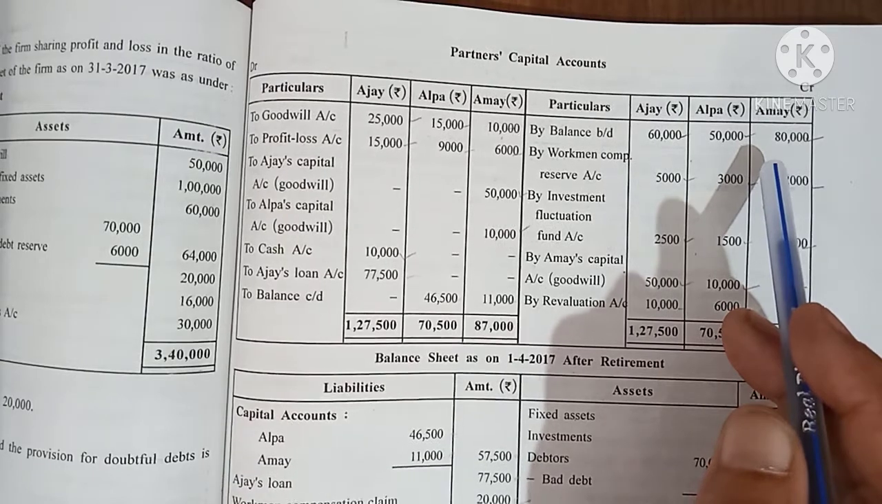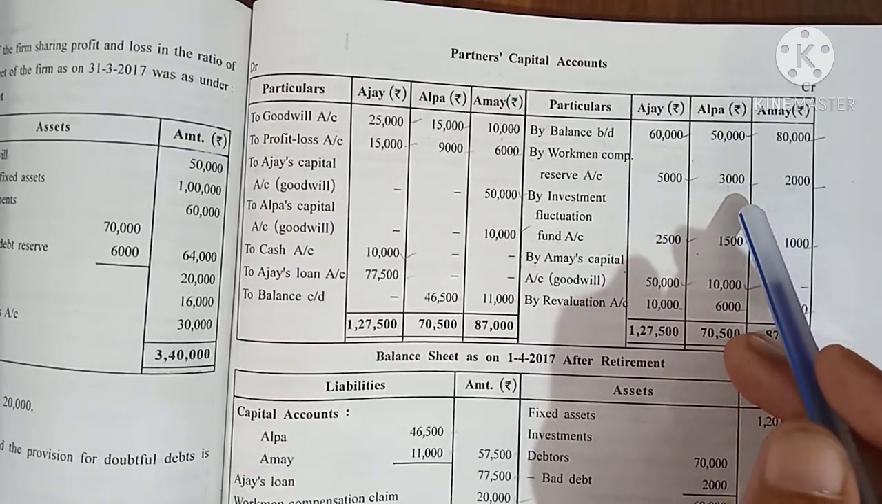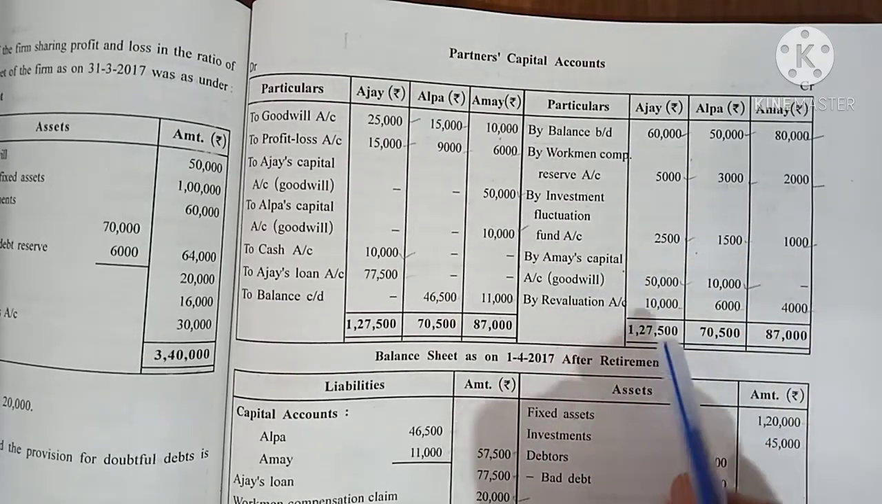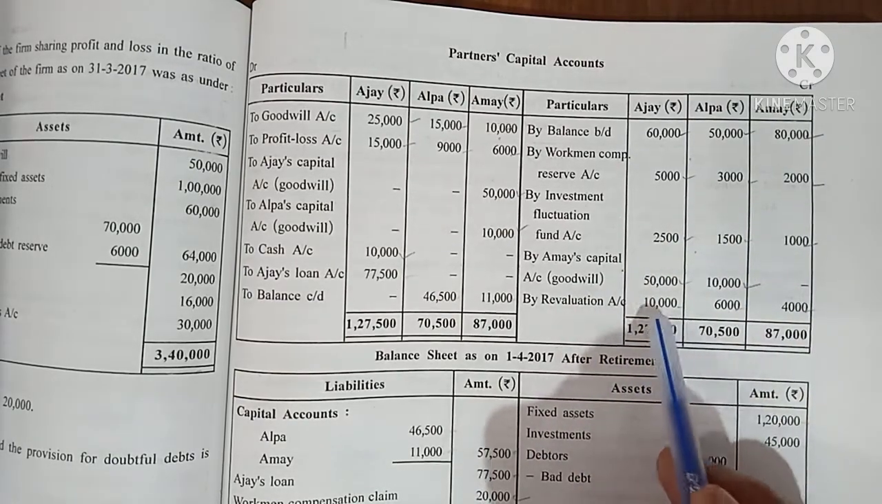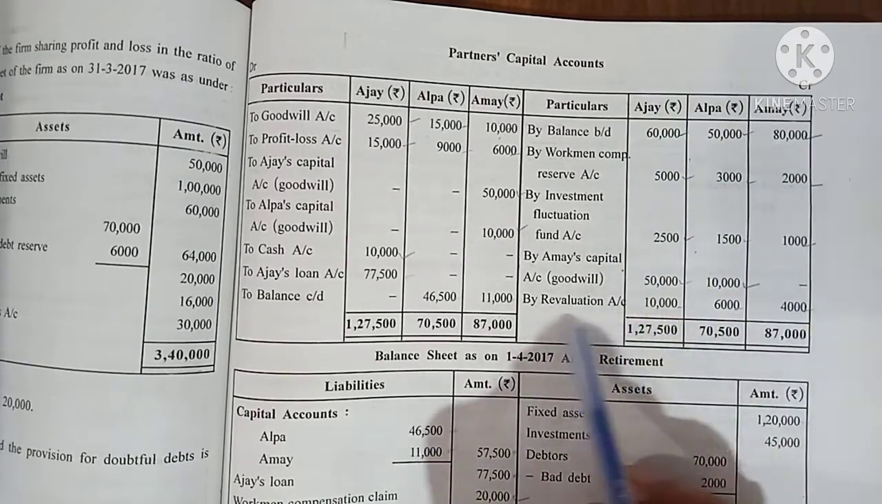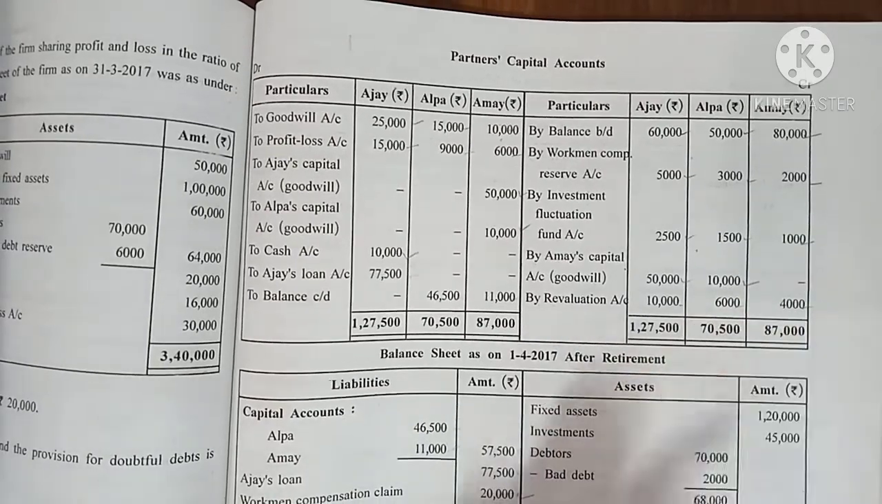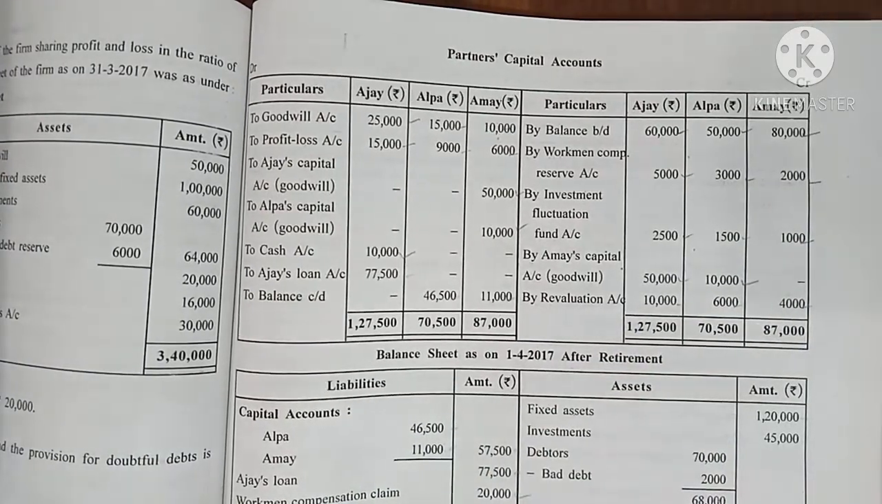Revaluation account, for profit also we will write it, otherwise you will forget it. Revaluation profit you are getting 10,000, distributed as 6,000 and 4,000. So this is the opening balance of the capital account, and this is the revaluation account profit balance. These two are over. Now we will start from the balance sheet.